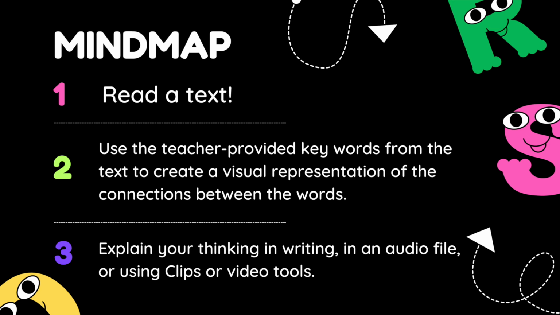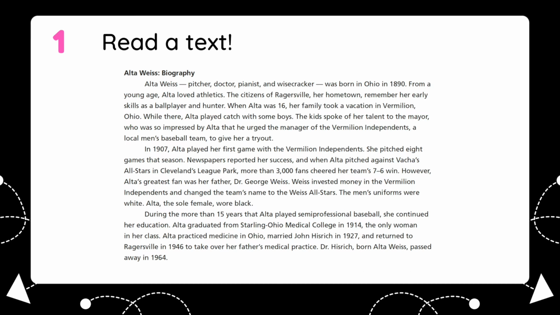We're going to read a text and then use the teacher-provided keywords from the text to create a visual representation of connections that you make between the words. And then you're going to have the opportunity to explain your thinking in writing, in an audio file, using clips or other video tools, or whatever way your teacher decides to use for this assignment. For this example, I'm going to create a mind map using this text here, which is 3 paragraphs from the biography of Alta Wise.